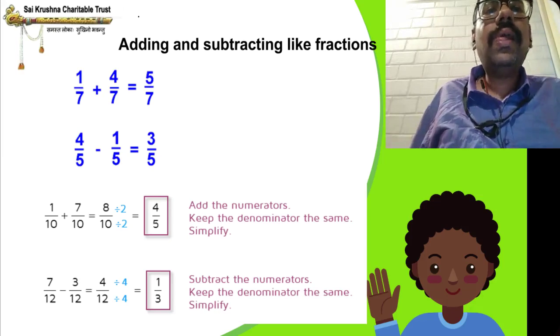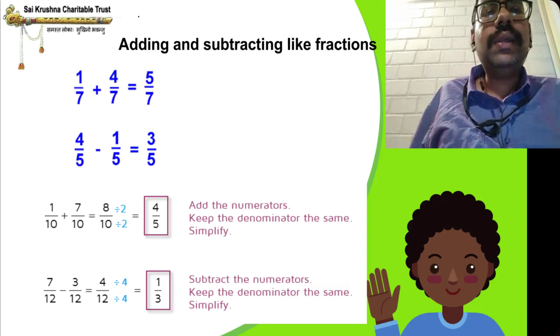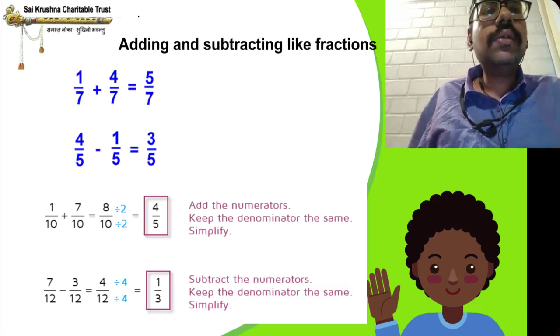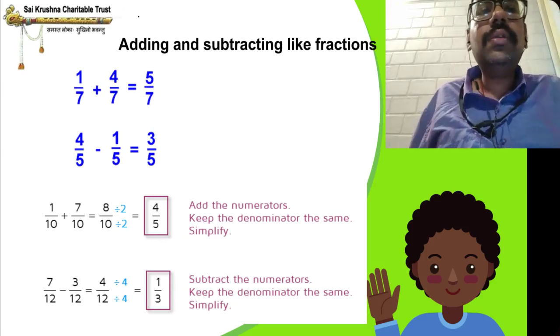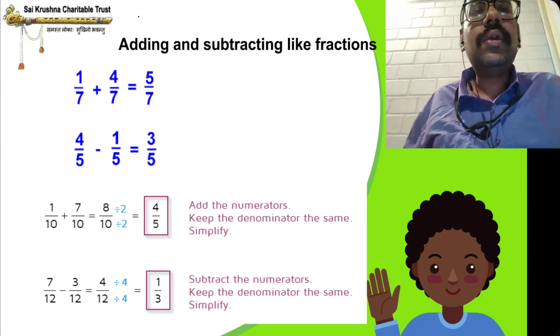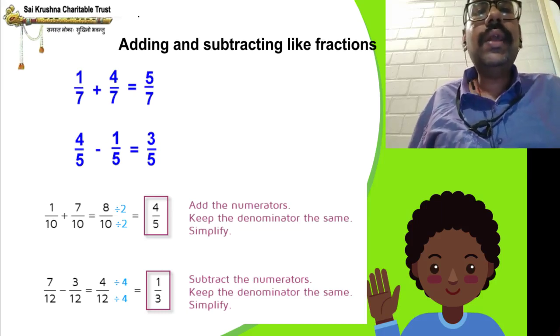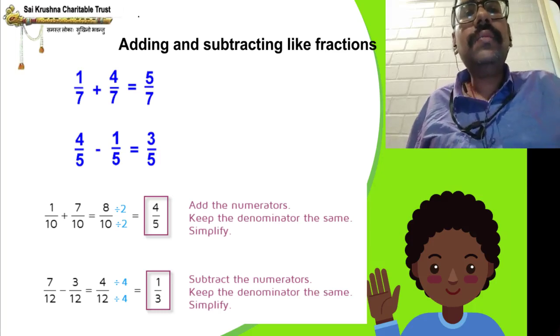Next, one more example. 1 by 10 plus 7 by 10. 10 is the common denominator. In both fractions, 10 is common. So you keep the 10, it won't change. In the denominator, 10 should be there. Next, what you have to do? What are the numbers in the numerator, children? 1 and 7. So to get the numerator, what you have to do? Add 1 plus 7. Numerator 1 plus numerator 2. What is numerator 1, numerator 2? Once again, I'll tell you. Numerator of the first fraction is called numerator 1. Numerator of the second fraction is called numerator 2.